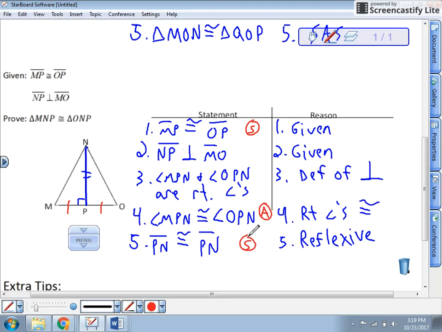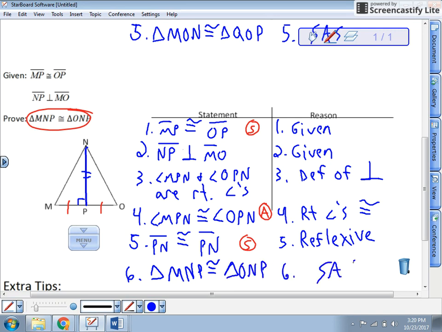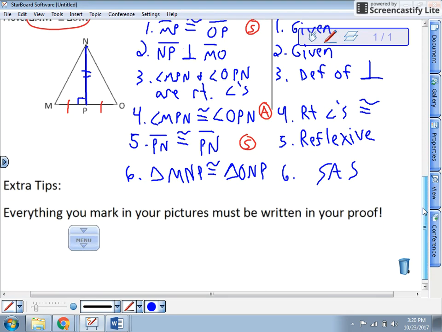Now we can end with what we're trying to prove, which is always the last step. So a six-step proof: triangle MNP congruent to triangle ONP, and that reason is side, angle, side once again. So there you have it. Little tip at the end: everything you mark in your picture must be written in your proof.